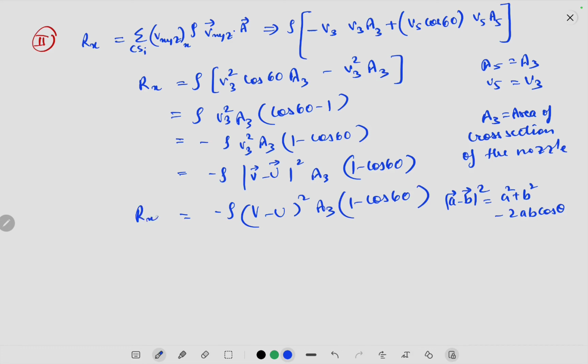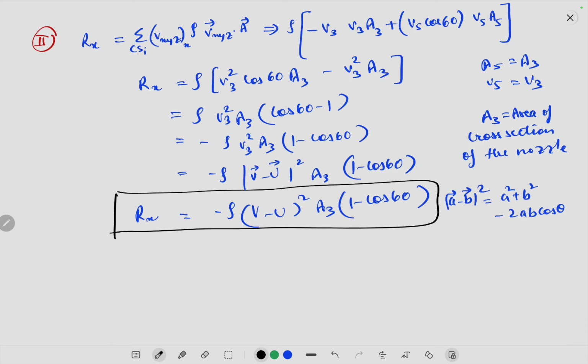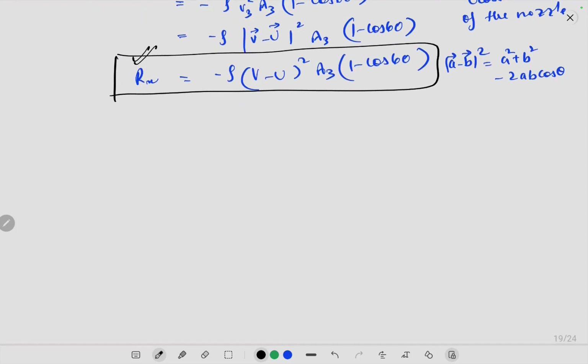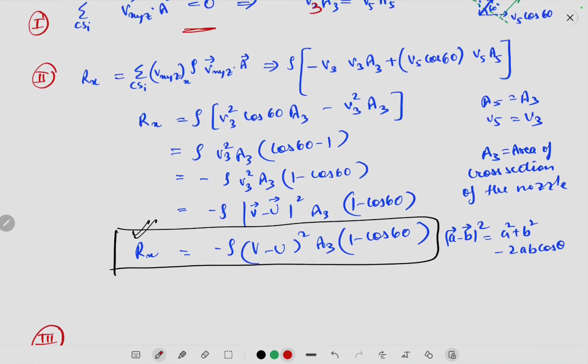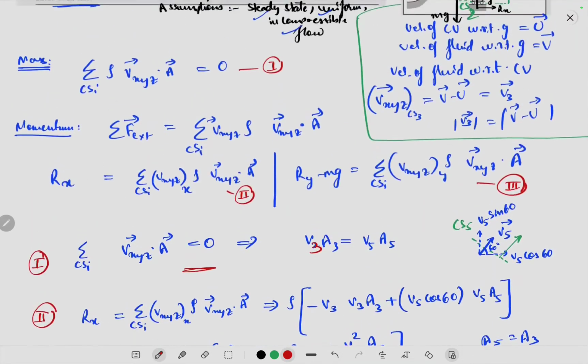Okay, so this is the value of Rx. V and U are given to you. Rho you already know, A3 is the area of the nozzle, and this value you already know. So you know Rx using Reynolds transport theorem for mass and momentum. Now let's find Ry. Similarly, if I do the analysis in the y-axis, I should be able to find Ry.